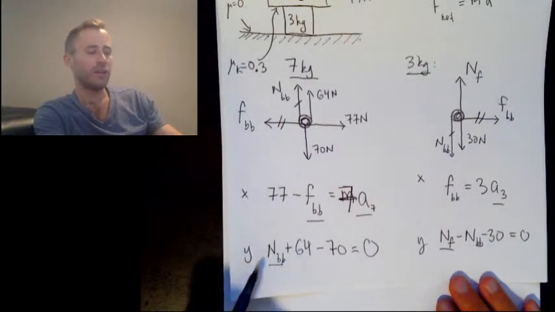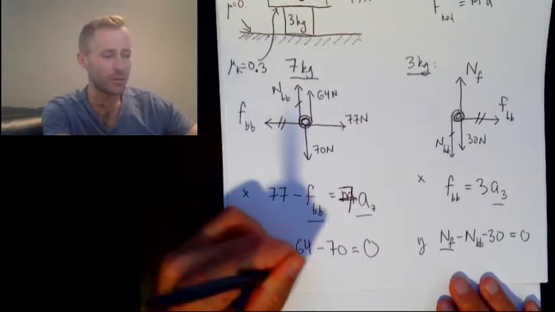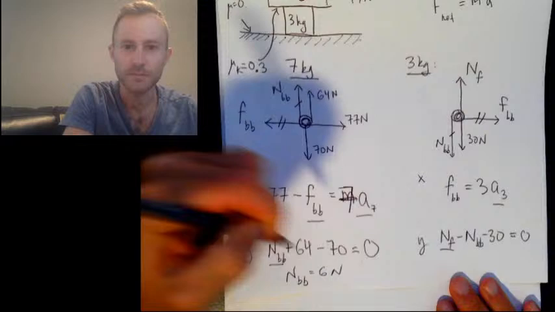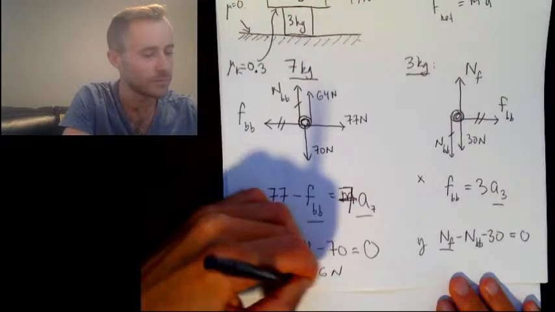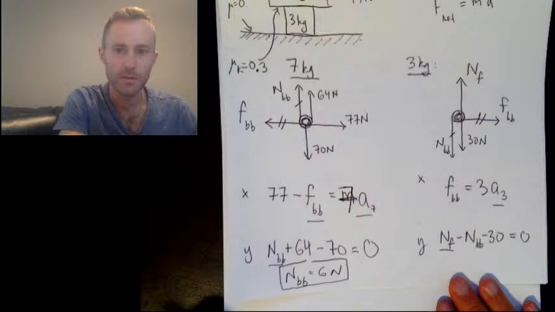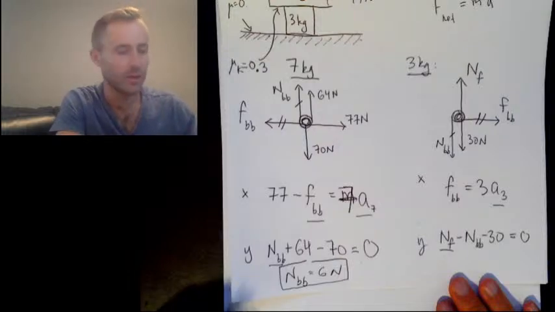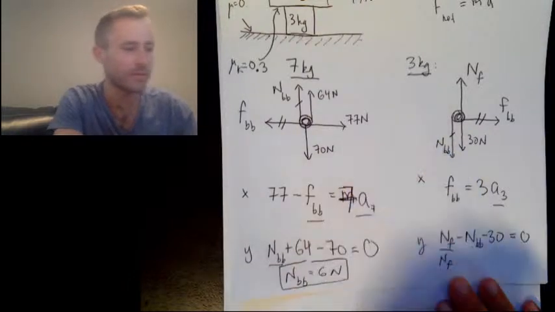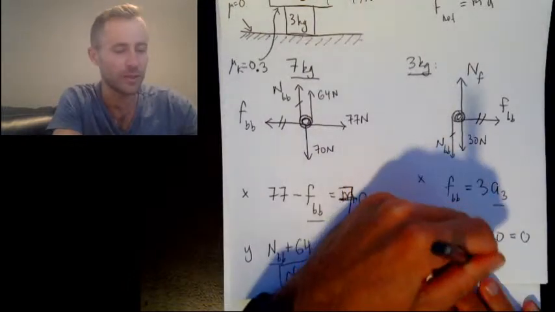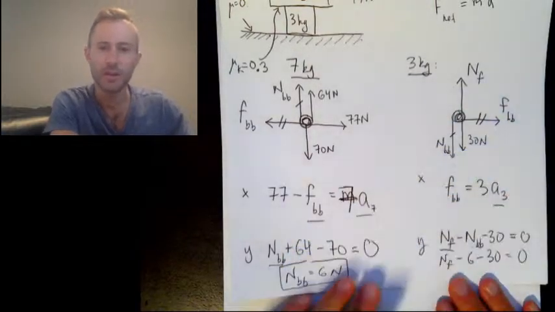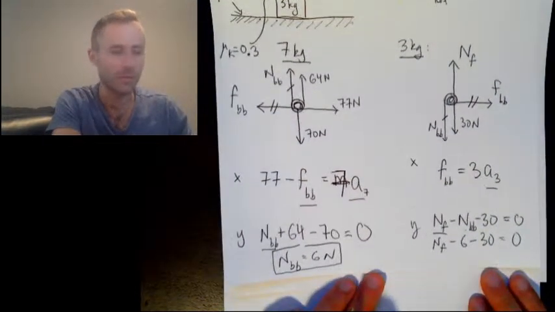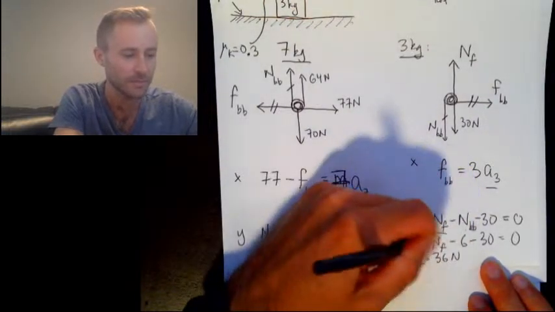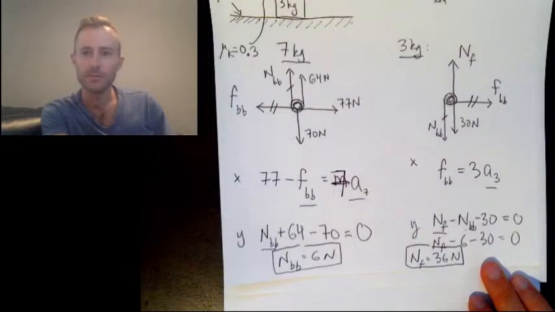So if I do that, I can see that the normal force between the blocks is 6 newtons. Now that means that this is 6 newtons. So I have N_F minus 6 minus 30 equals 0. So that tells me that the normal force from the floor is 36 newtons.